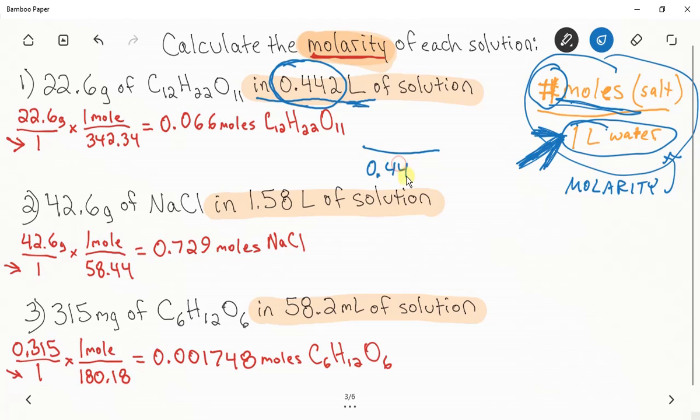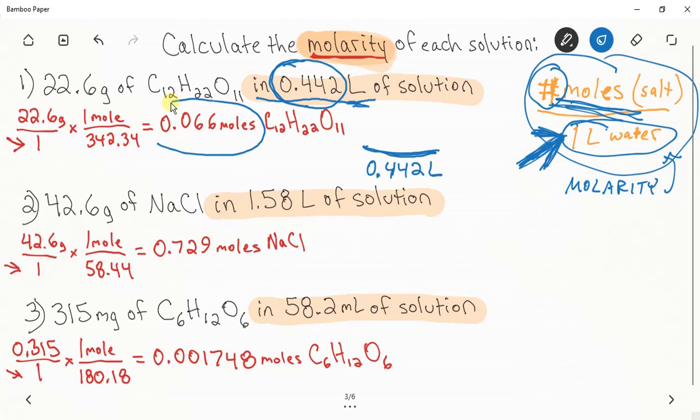So 0.442 liters on the bottom of the fraction bar, because the molarity is the number of moles over the liter of water. So now we have 0.442 liters on the bottom of the fraction bar. What do we put on the top? Well, we put on the top the number of moles that we're putting into the 0.442 liters of water. Well, where do we get that information? Well, we just did it on the previous page.